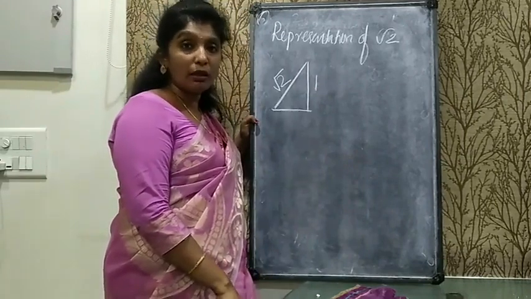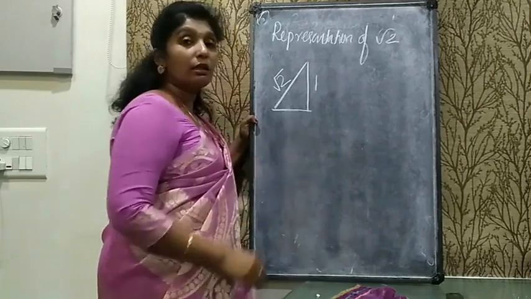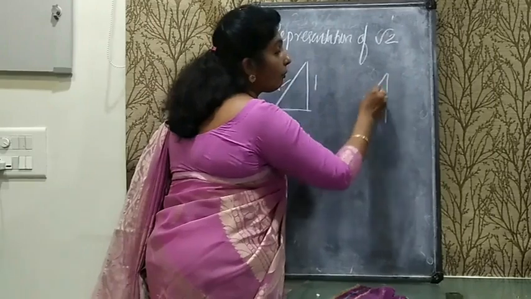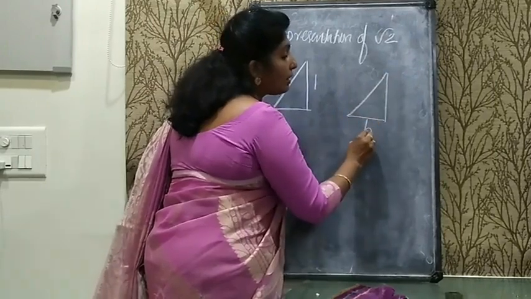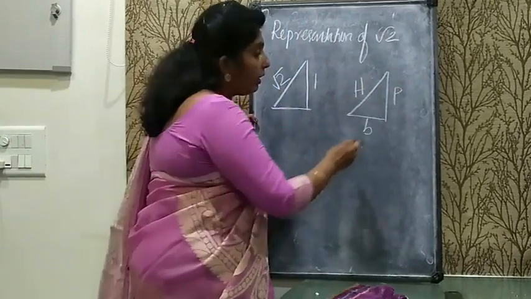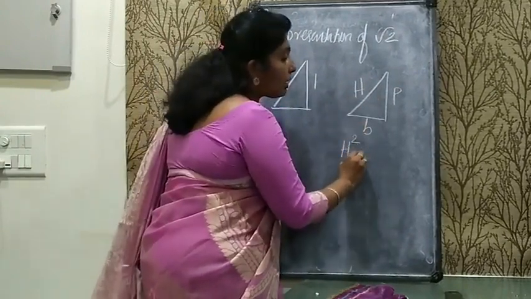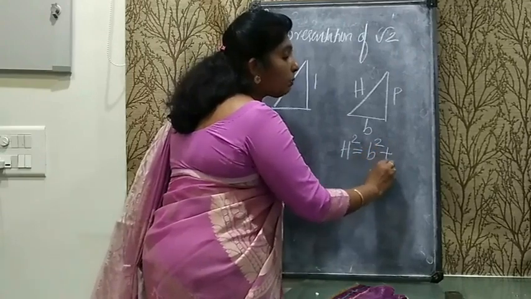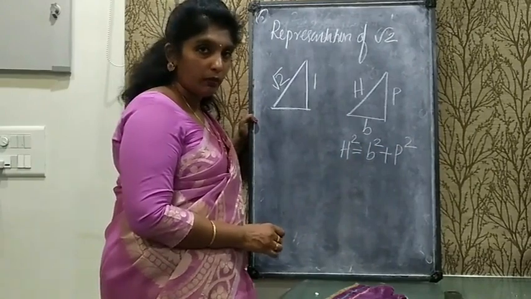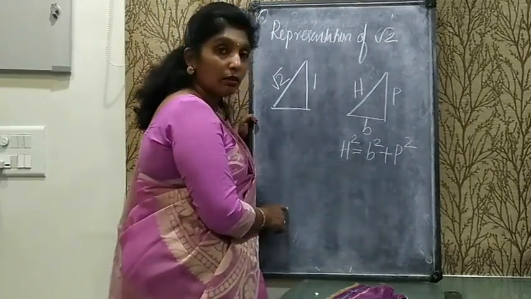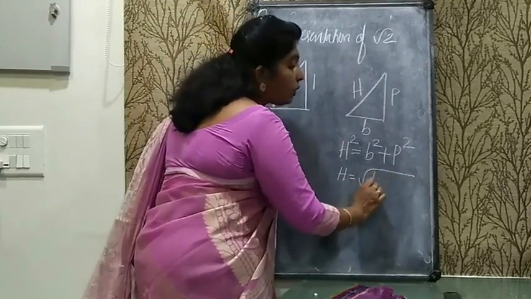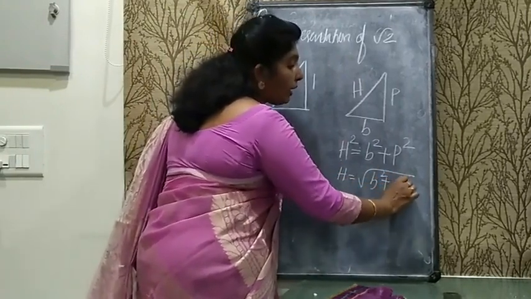You can find the base. How will you find the base? In smaller classes you already learned the Pythagoras theorem. If this is the base, this is the perpendicular and this is the hypotenuse, then hypotenuse square is equal to base square plus perpendicular square. Already you learned in 7th class. It means the hypotenuse we will be getting as under the root base square plus perpendicular square.